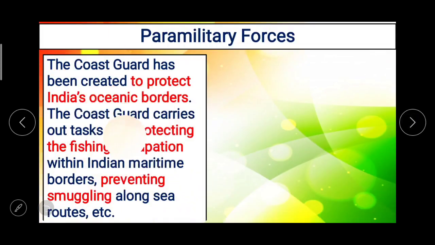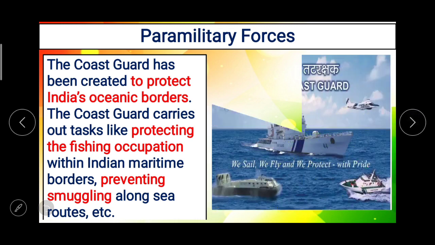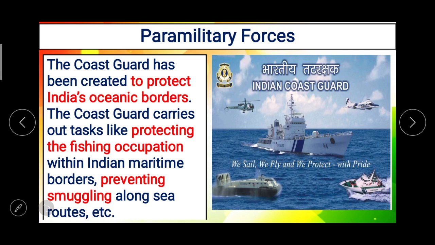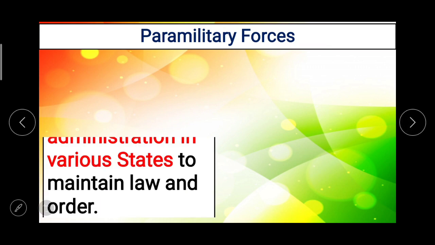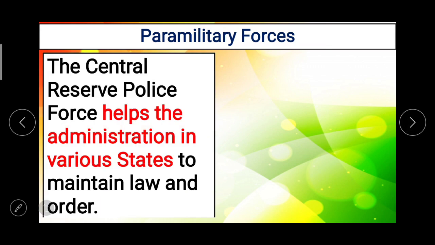Here now, the first, the Coast Guard has been created to protect India's oceanic borders, and the Coast Guard carries out tasks like protecting the fishing occupation within Indian maritime borders, preventing smuggling along sea routes. Indian Coast Guard, here you can see. Next one in this, the Central Reserve Police Force.